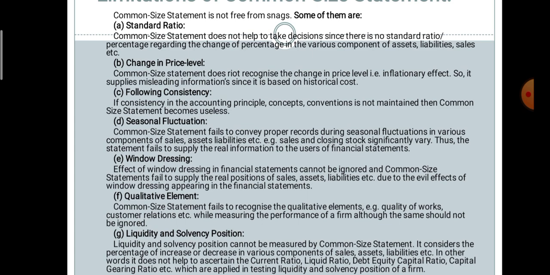Change in price level is another limitation. So here common size statement does not recognize the change in price level, that is, the inflationary effect. So it supplies misleading information since it is based on historical cost. Third one is following consistency. If consistency in the accounting principles, concepts, conventions is not maintained, the common size statement becomes useless.